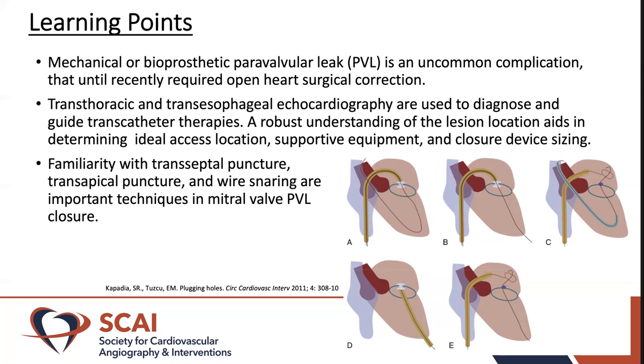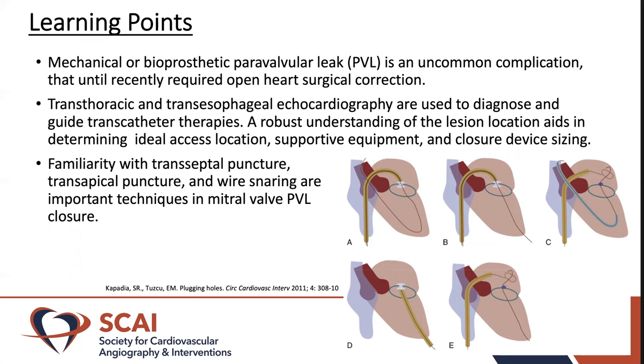Finally, it's important to think through what are the different options for crossing the defect. If you look at this figure here in options A and B, they actually perform a transseptal puncture and cross the defect in both of these. In option A, the wire crosses the defect and then goes out the aorta, while in option B, they cross the defect and the wire is actually snared out of a transapical access.